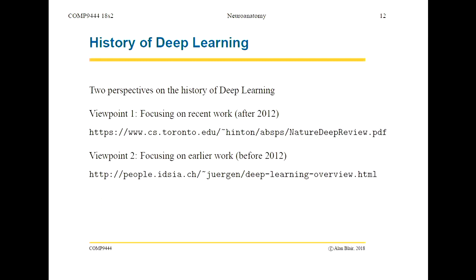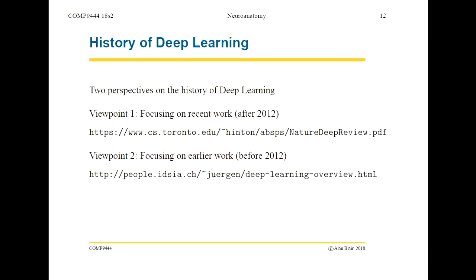Now, if you're interested to read more about the history of neural networks, these are two very interesting review papers. The top paper was written by these Canadian groups in Toronto and Montreal, and focuses mainly on recent work. It hardly mentions anything before 2012. It's all just the recent stuff.